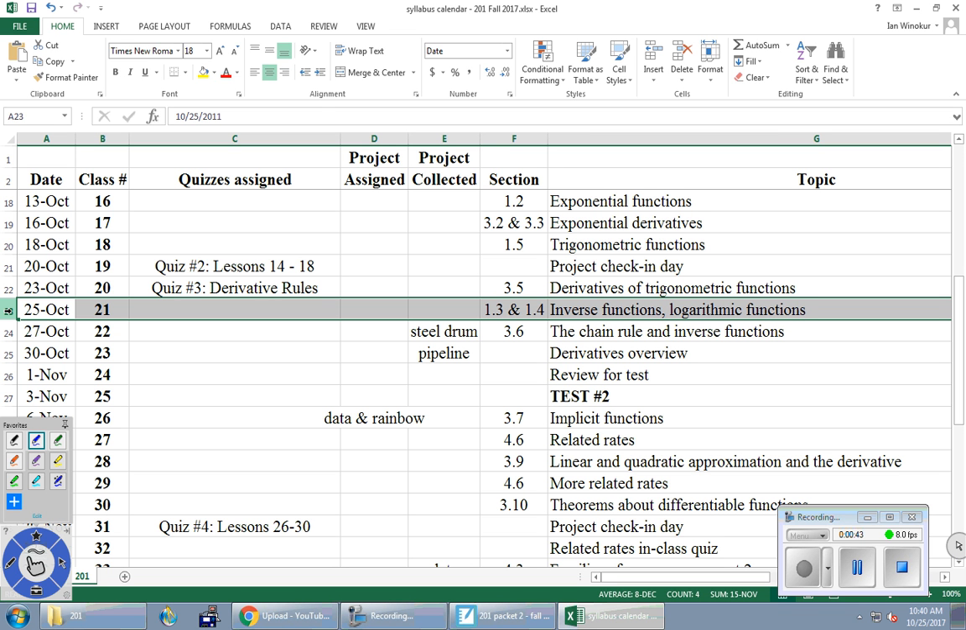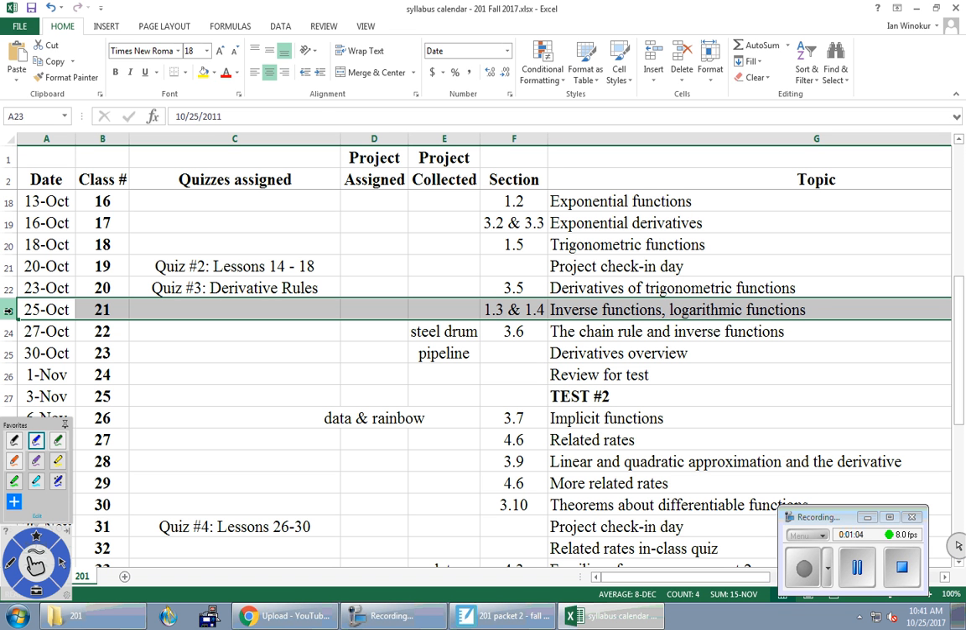Speaking of quizzes, quiz number 3 is due right now. So go ahead and put all of your attempts for quiz number 3 in the green folder. This was the derivatives memorization thing. So go ahead and throw that in the green folder for me. Coming up, today we're going to talk about inverse functions and log functions. This is a pre-calc review day, no calculus here.